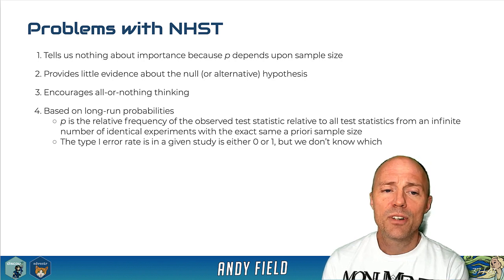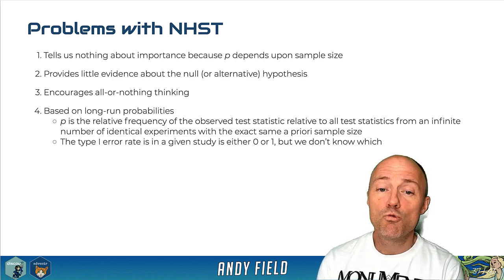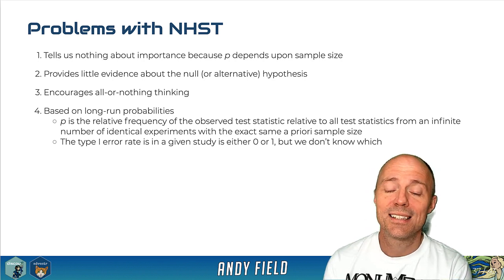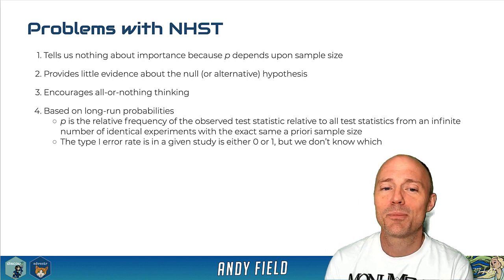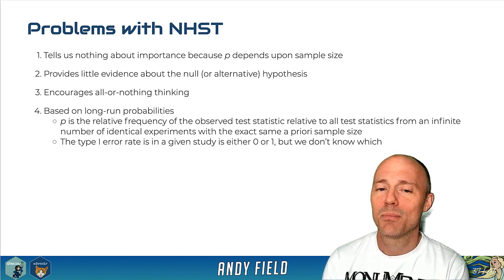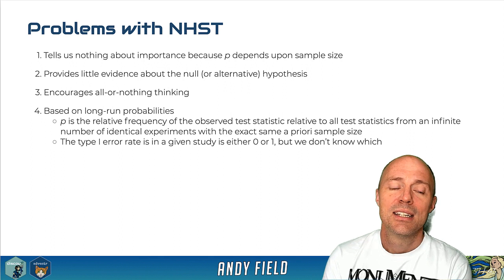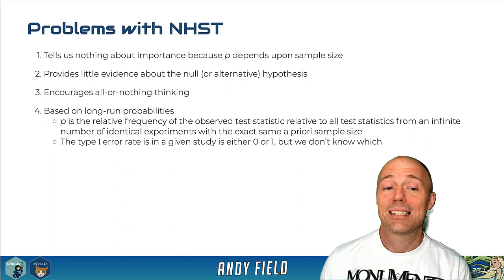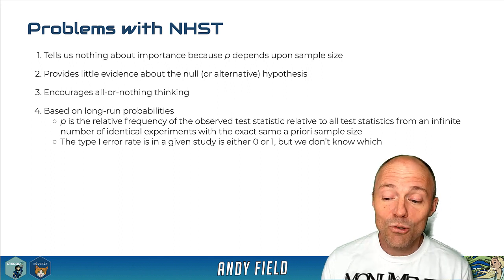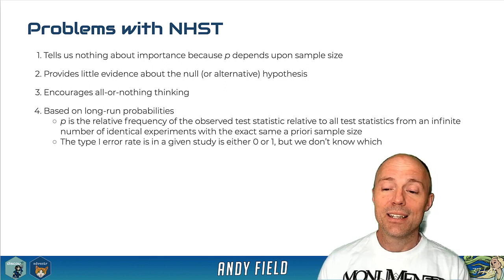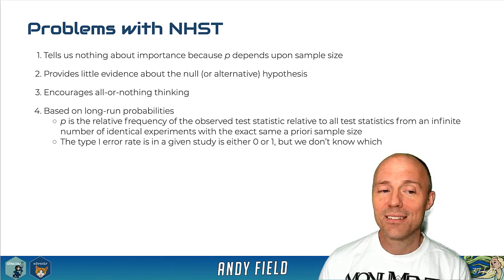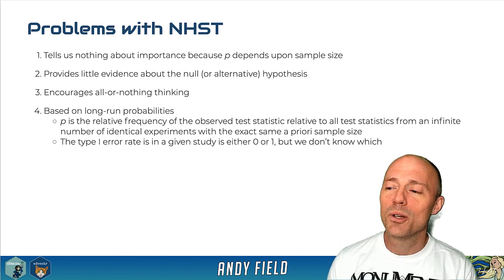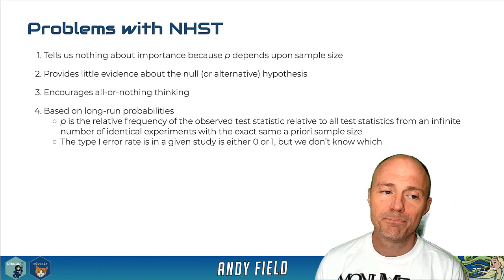So p is the frequency of the observed test statistic relative to all test statistics from an infinite number of identical experiments with exactly the same a priori sample size. So it's telling us a long run probability. It's saying that in the long run, if we interpret significant results as significant, we will only be wrong 5% of the time.